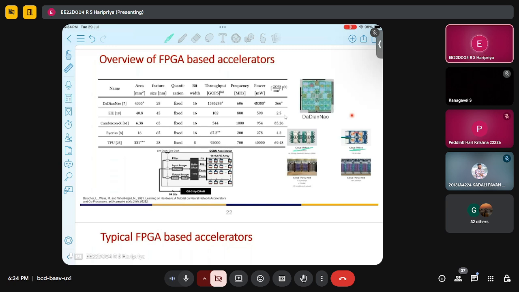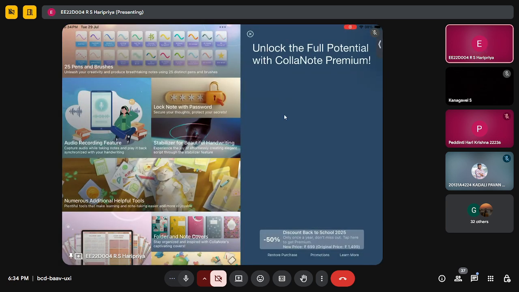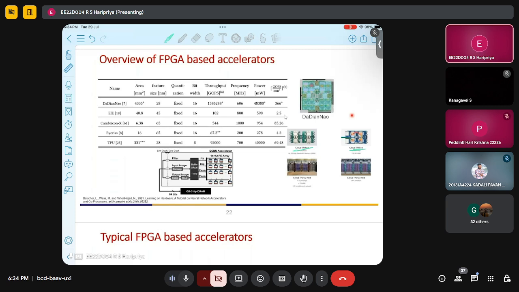All these computation engines are essentially arrays of processing elements arranged in the form of a systolic array based engine, where a processing element is a MAC unit or a collection of MAC units. Here we have a collection of 14 cross 12 processing elements. This is the first version of the TPU.